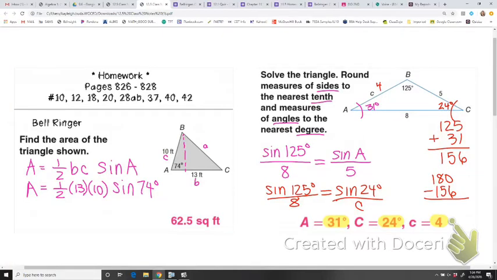Alright, this is going to be lesson 12.5, the law of cosines. We'll get to those notes here in a second.